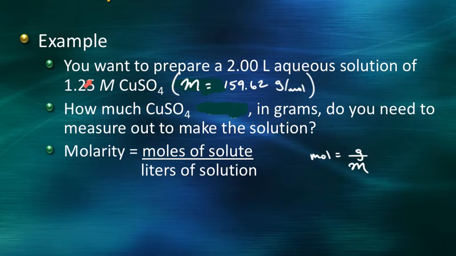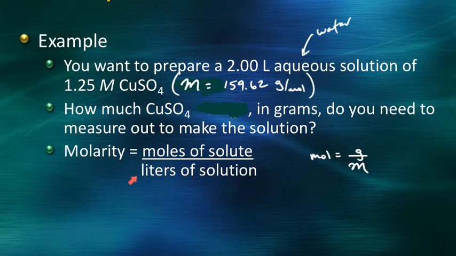So let's say you're in the lab and you need to prepare 2.00 liters of an aqueous solution of 1.25 molar CuSO4. Just in case you've forgotten, if you see aqueous there, that means the solvent is water. It's giving us the molar mass. So how much CuSO4 in grams do you need to measure out to make this solution? As chemists and chemistry teachers, we do this stuff all the time. We have to make solutions for labs, and so we do these calculations quite a bit. So what do we need to do to solve this? Well, we need the equation that we just learned.